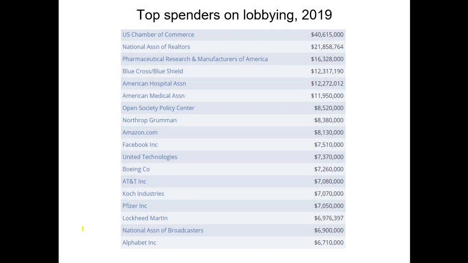As far as the top spenders on lobbying so far this year, as I said before, Chamber of Commerce is at the top of the list every year, and here you see professional associations, realtors, pharmaceuticals, insurance companies, hospital, medical associations, airlines, Amazon, Facebook. So you can see every single one of these in this group except for one, which is a nonprofit human rights democracy type of think tank. But every single one of them in this list, other than that one, is an economic interest group.